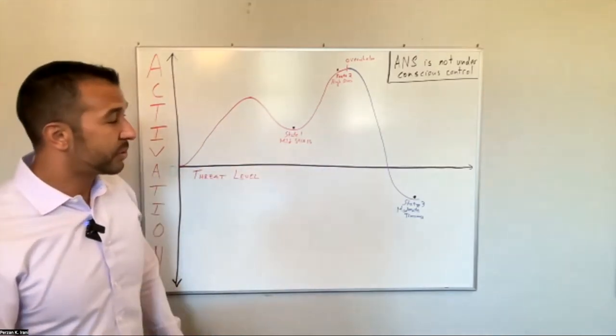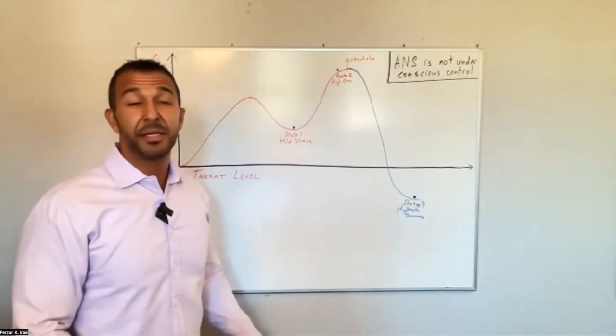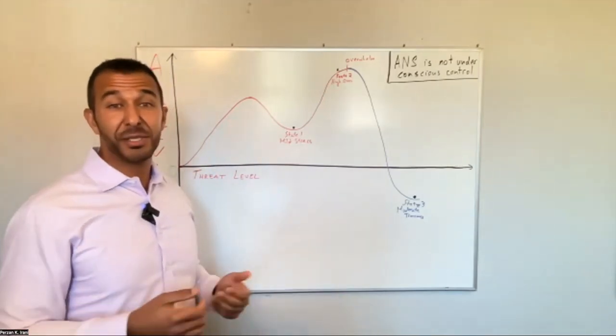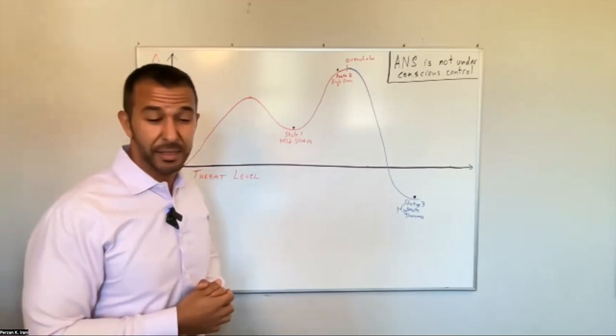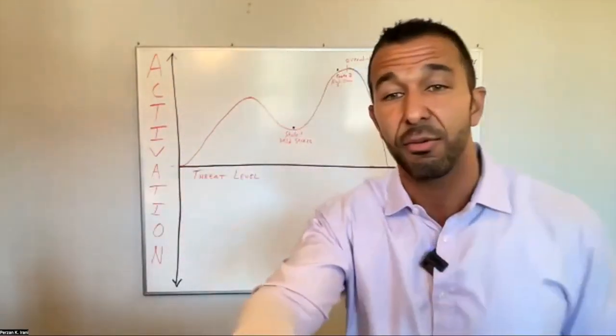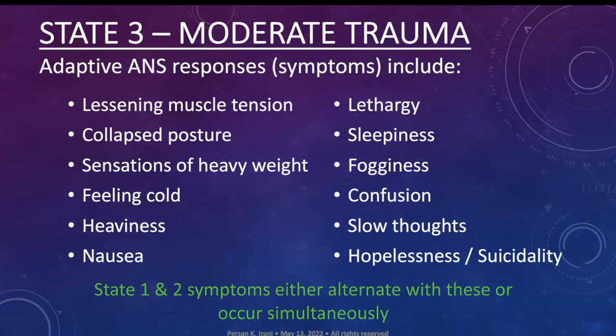Okay, so let's say you're in the tent, you're lying there, this bear is coming in, you're collapsed, you're in this moderate trauma response, right? What are the symptoms you're going to have in state 3? So these adaptive responses include lessening muscle tension, collapsed postures, sensations of heavy weight, feeling cold, heaviness, nausea, lethargy, sleepiness, fogginess, confusion, right? So things are going to get confusing, slow thoughts, hopelessness, and this is the state of suicidality, okay?